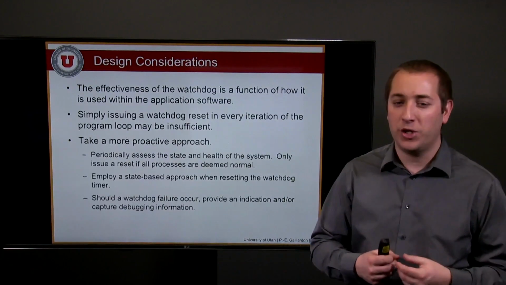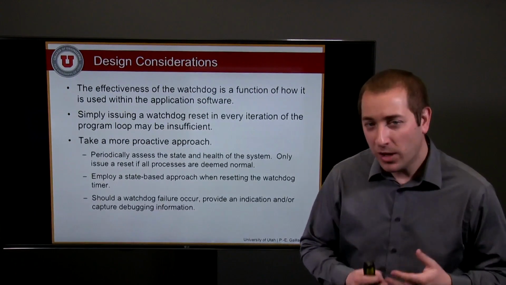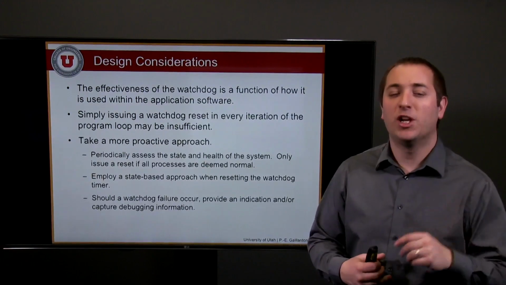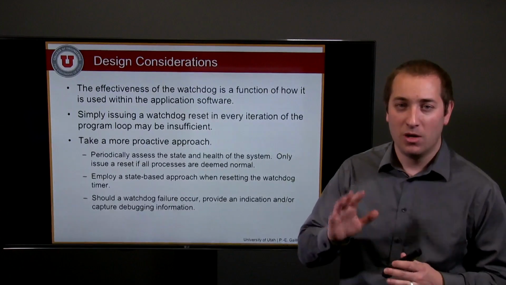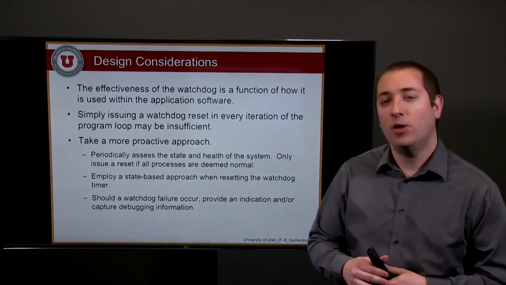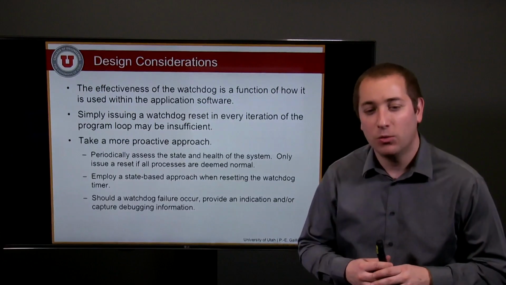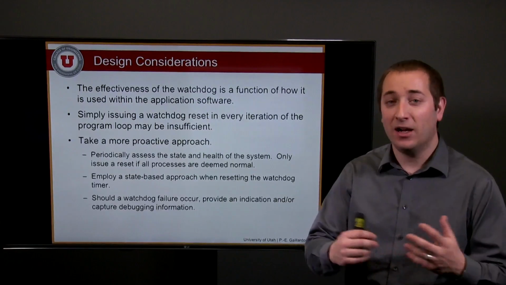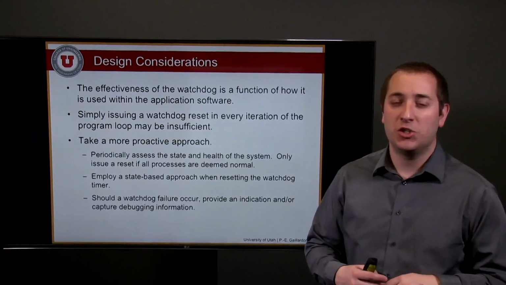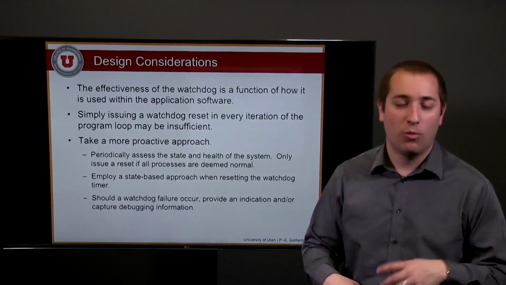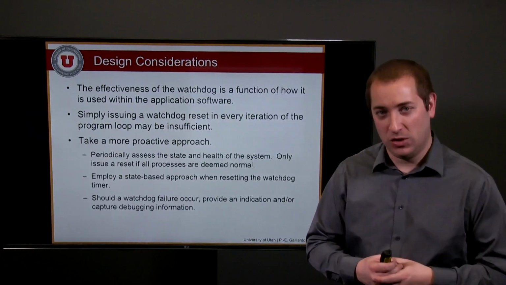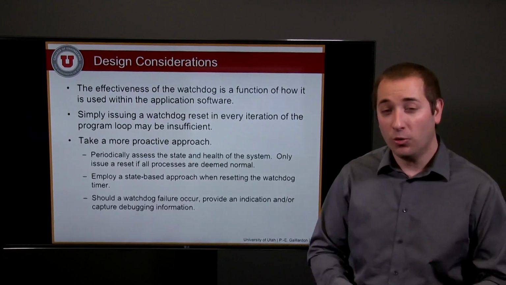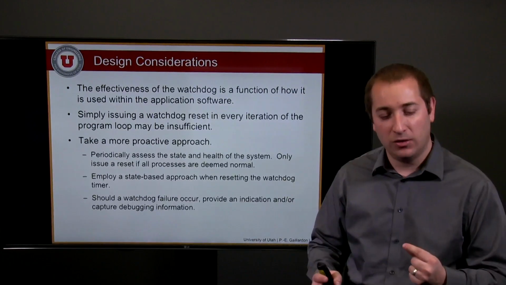Now there are a couple of design configurations you need to consider. The bad way of using a watchdog timer would be to simply reset it every couple of instructions so that no matter what happens, boom, you reset things. That's a pretty bad way to do things. A much better way would be to take a proactive approach, where you periodically assess the state and health of your system. You can check registers, check where you are, look at the memory heap and stack, and do some preventive actions. If you detect something bizarre, you let the dog trigger. Otherwise, if everything is deemed clean, you can reset the watchdog timer.